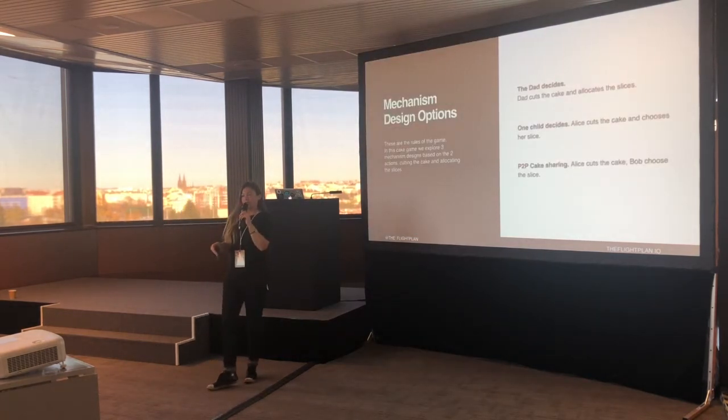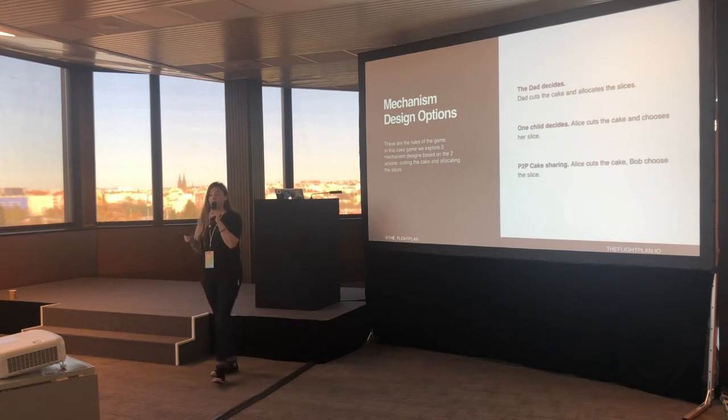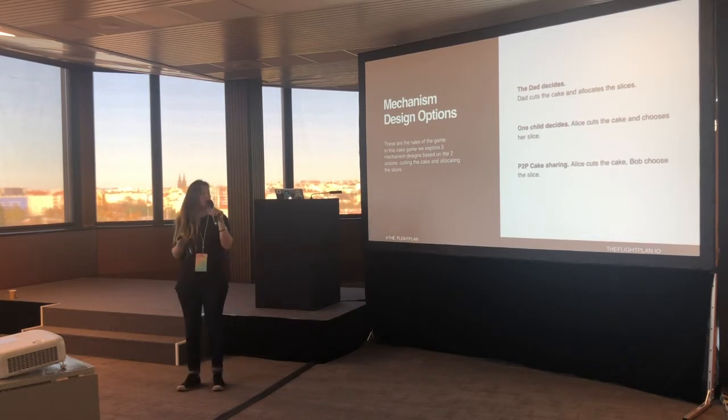And then in the next section, in section 2, we've actually got 3 different mechanism design options that we've pre-filled. So the first one is Dad decides. So Dad cuts the cake and he allocates the slices. The second one is one child decides. So we've chosen Alice can be the one who cuts the cake and chooses her slice. And then we've got more of a peer-to-peer cake sharing model where Alice cuts the cake and Bob chooses the slice.